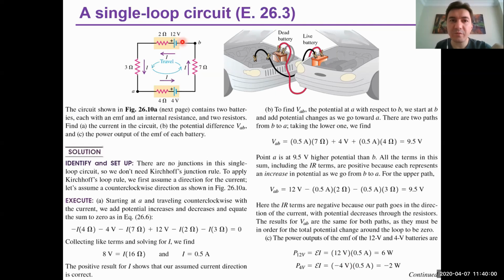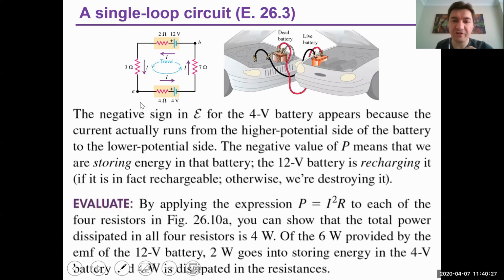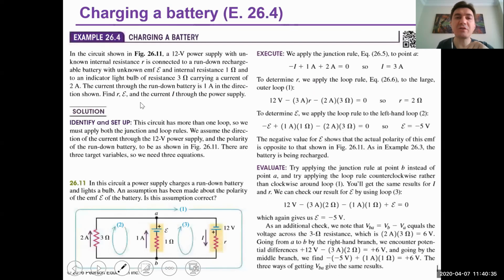6 watt produced by that battery and 2 watt spent in order to charge that battery by using this battery, okay? So we have 4 watt more to spend. The other 4 watt is spent here, here, here, and here. Okay? Any question here? Any question? So then let me continue with charging a battery.